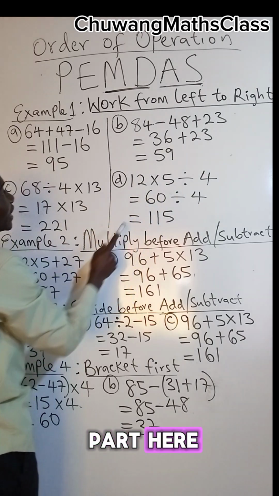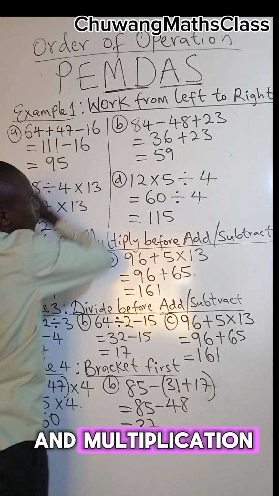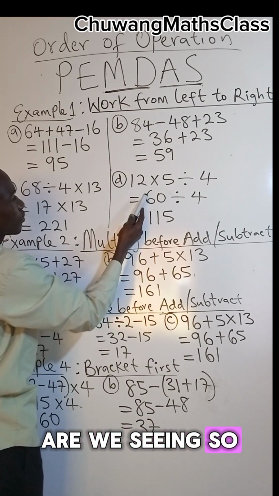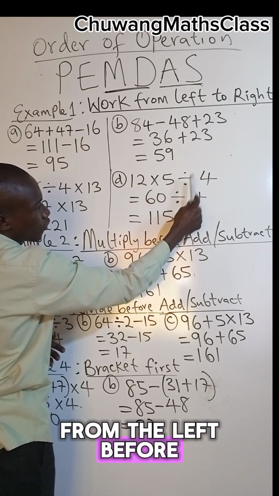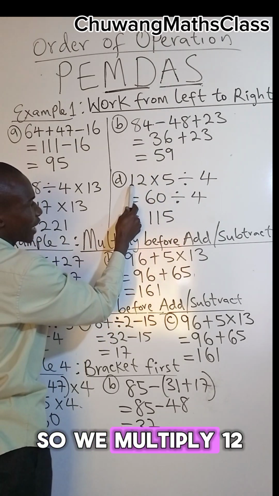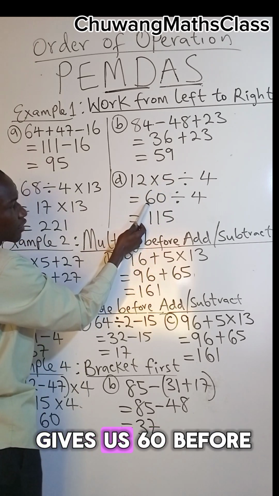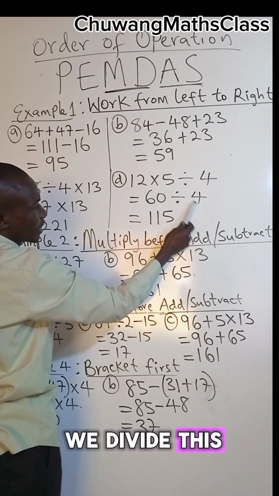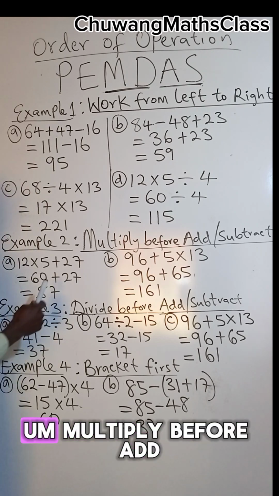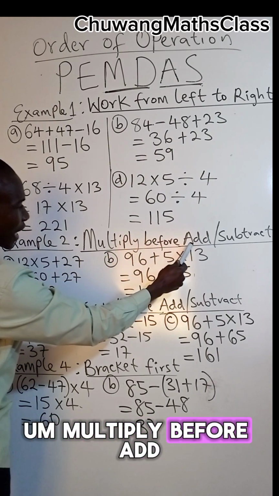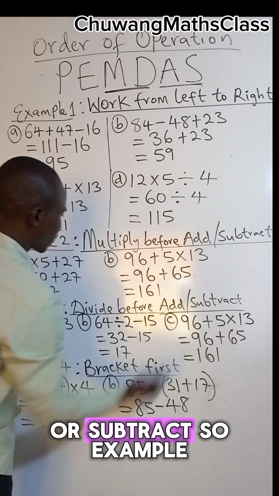Now the D part here, also division and multiplication. So which one are we going to do first? The one that comes from the left before the right. So we multiply 12 times 5, and it gave us 60. Before we divide, it gave us this one. So example 2, when to multiply before add or subtract.